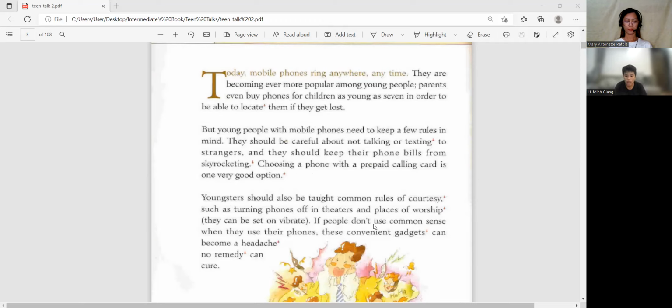Kids should also be taught common rules of courtesy, such as turning phones off in theaters and places of worship. If people don't use common sense when they use their phone, their convenience gadgets can become a headache. No remedy can recur. Very good. Okay, so the first problem is when we get lost, the phone is used for us to locate. The next problem is if we talk or text to strangers or people we don't know, our phone bills will increase. And the third one is if we don't turn off our phone, it gives a headache to people.